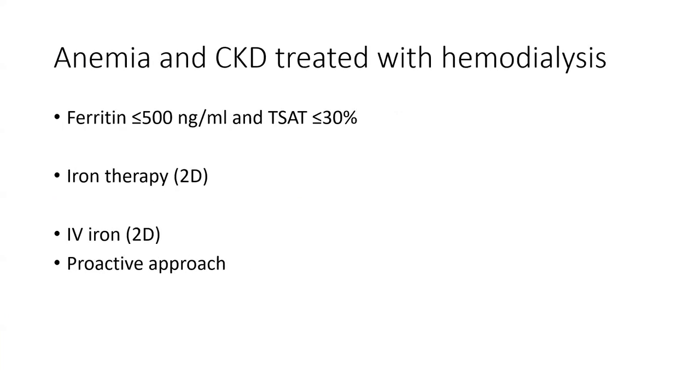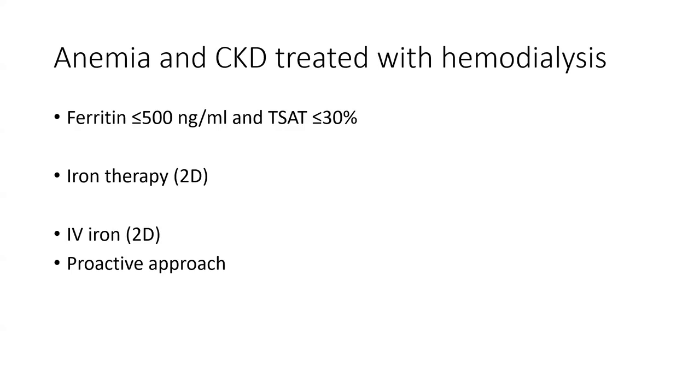Then anemia in CKD treated with hemodialysis. So in a patient who's on hemodialysis, if the ferritin is less than 500 and TSAT is less than or equal to 30, then iron therapy is indicated. And they give a 2D recommendation. They say that if the patient is on hemodialysis, the better route of iron administration is IV iron rather than oral iron. And this administration should be done in a proactive approach.